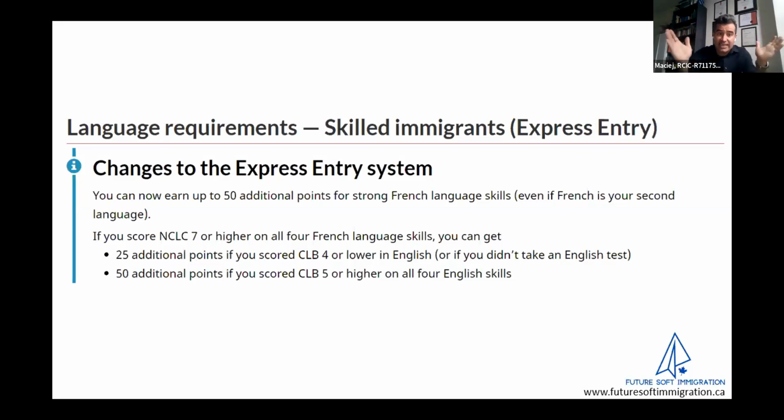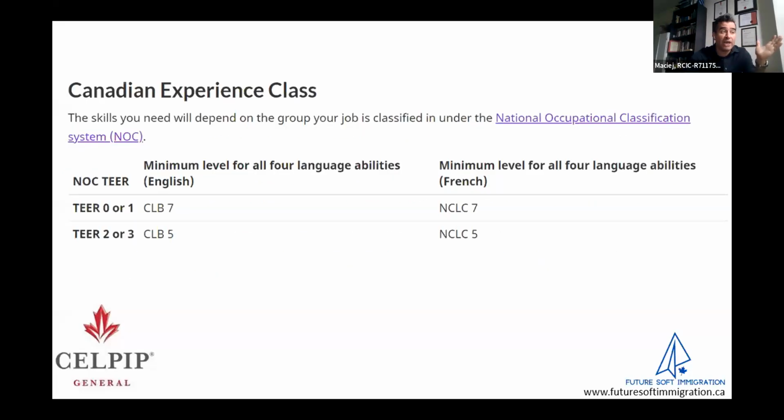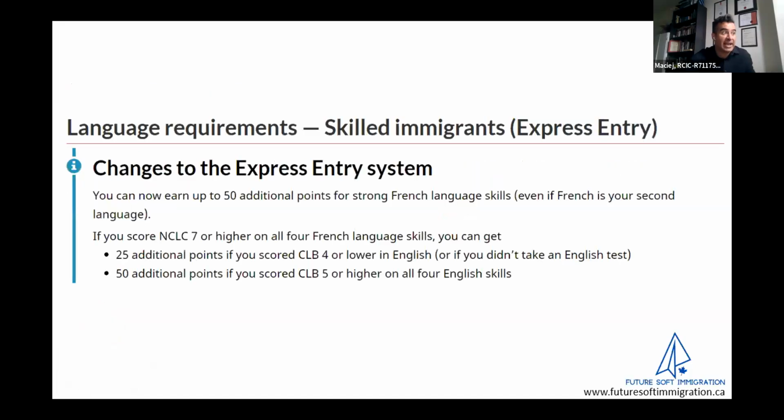Also very important here, you do get a higher CRS score if you have a second language component. So one of the things is, let's say you want to increase your CRS score in general. You actually get a higher score if you get another language. So if you do French and English at the same time.